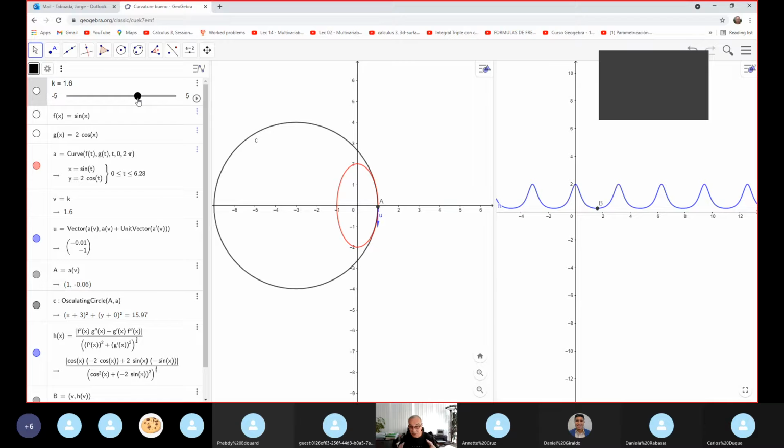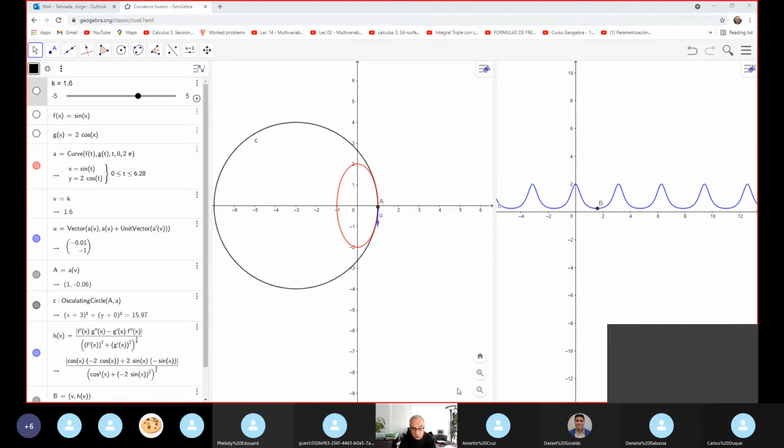The osculating circle is big, so the radius of curvature is big. However, the curvature, which is the reciprocal, is minimum. Do you see that or no? Yes. Okay. Super. Now let's move on to the whiteboard.